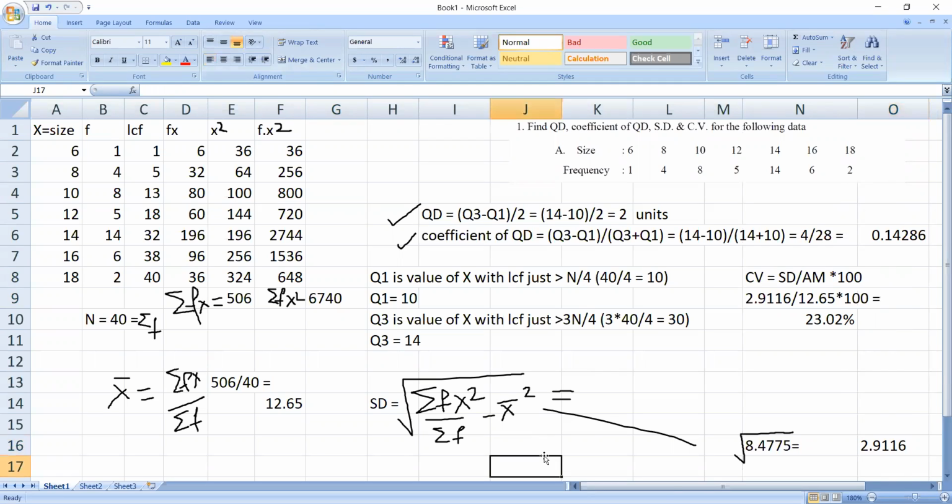Are you getting similar answers? If so, we'll move to the next question. Question 1B, we have raw data there. Only the values of X are given.